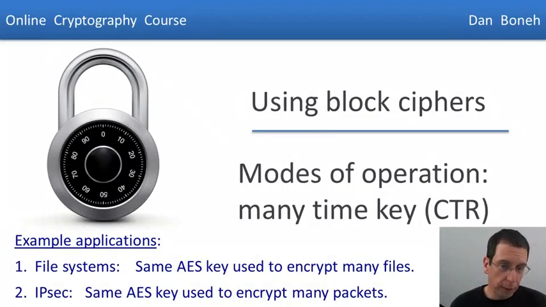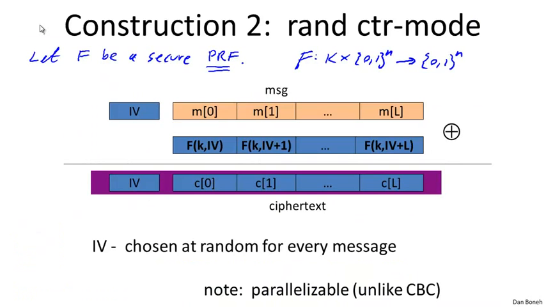In this segment, we're going to look at another method to achieve chosen plaintext security that's actually superior to CBC. This method is called randomized counter mode. Unlike CBC, randomized counter mode uses a secure PRF. It doesn't need a block cipher. It's enough for counter mode to just use a PRF, because we're never going to be inverting this function f.